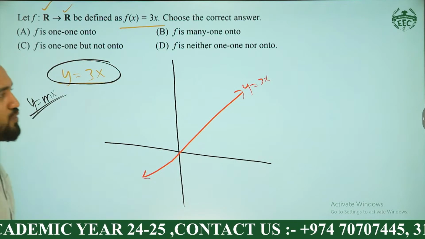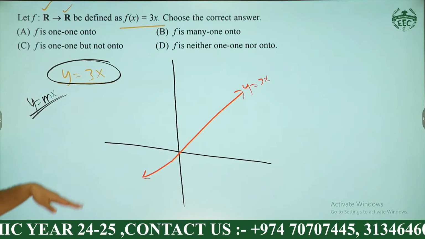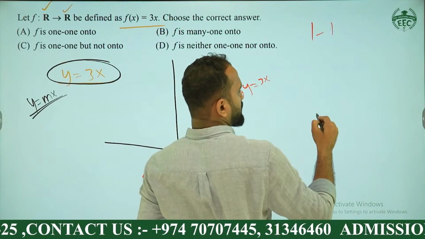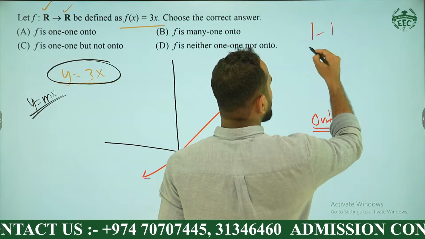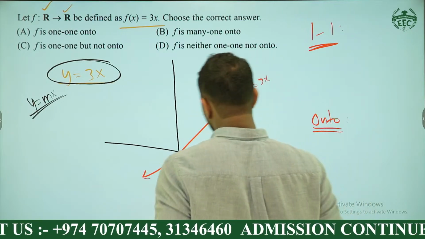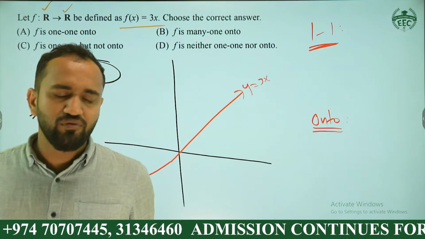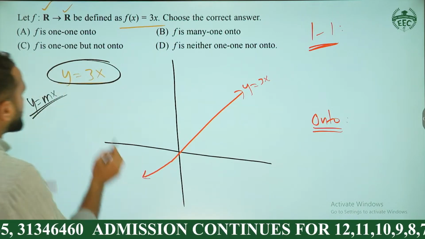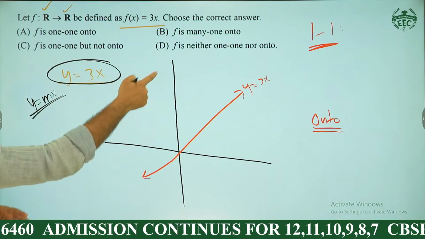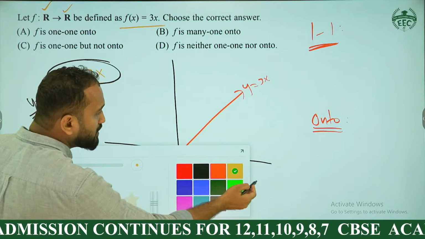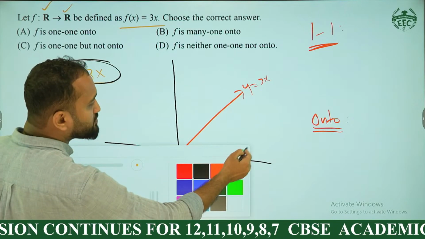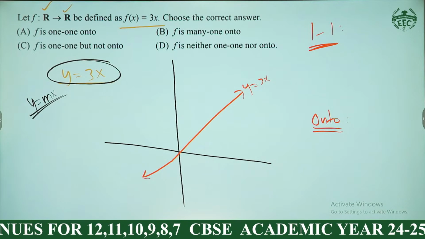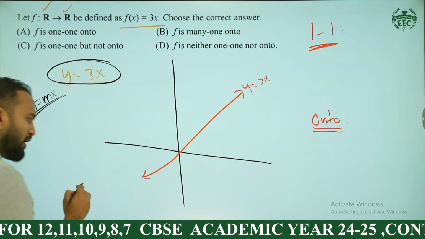Now people, once you get a curve like this, by looking at this graph, tell me whether it is 1, 1, onto. I need both methods because graphical interpretations are highly useful for dealing with 1 mark MCQs. Once you obtain the curve, tell me how could you prove that this function is 1, 1 or onto? Tell me. For checking 1, 1, you have to draw a parallel line.